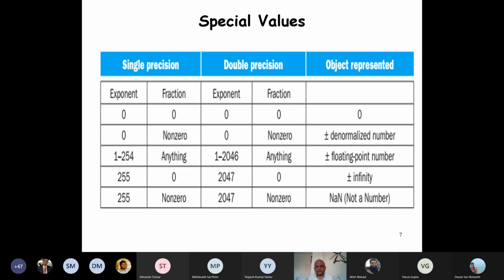Because sometimes during our calculation, we might get numbers which are extremely large and they are represented in this format. And if during our computation we get some meaningless number, we represent it in this format. All ones exponent and the fraction is non-zero, we call it a NaN, or not a number.